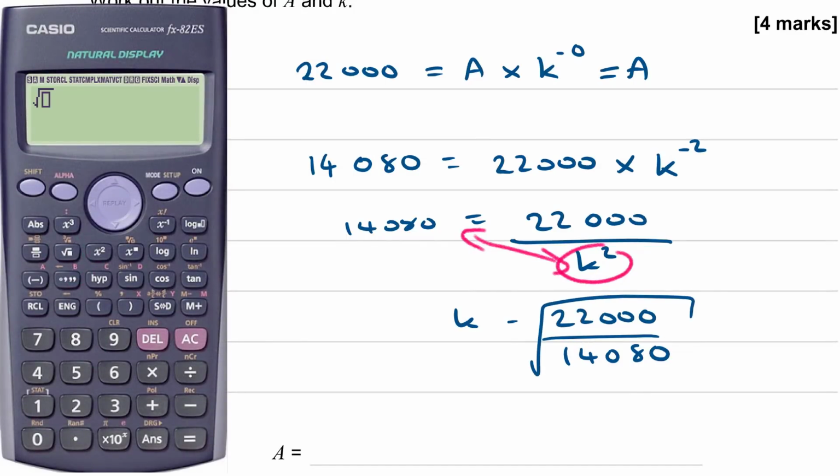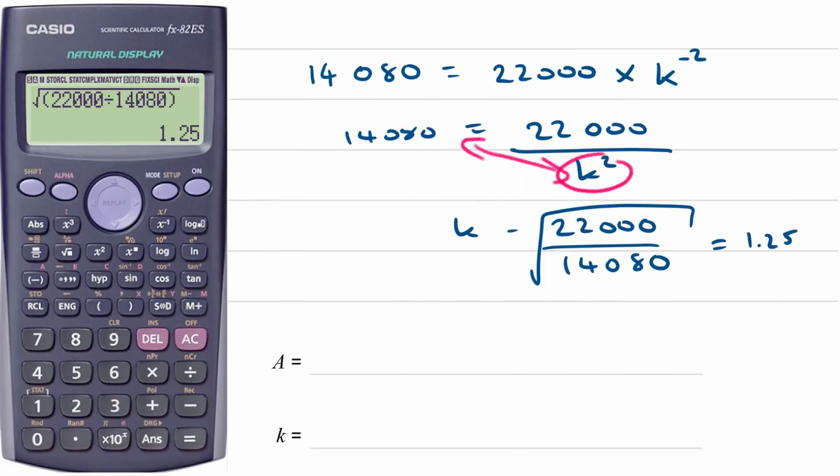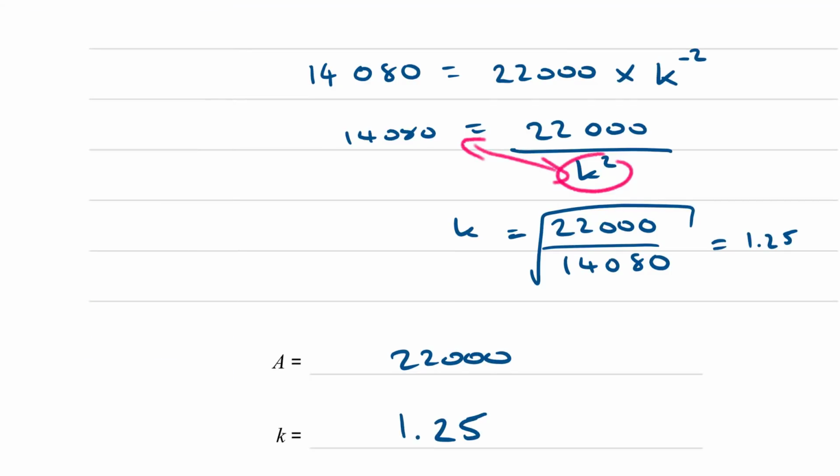So 22,000 divided by 14,080 and then square rooted is 1.25. Okay, so A was 22,000 and k was 1.25.